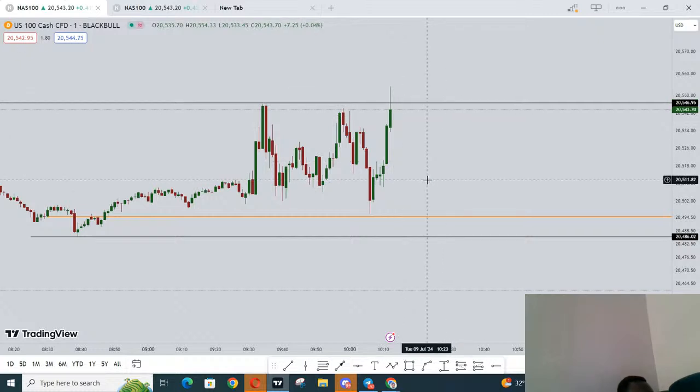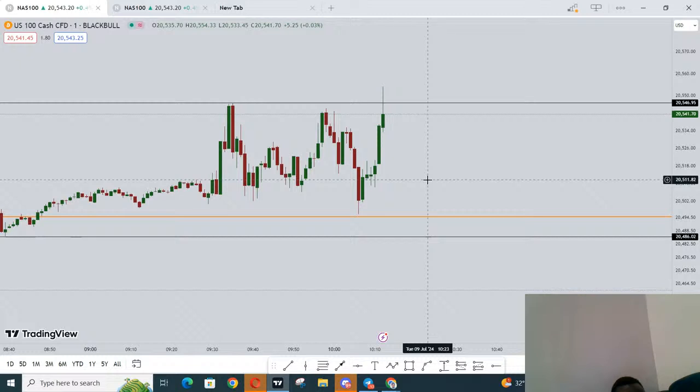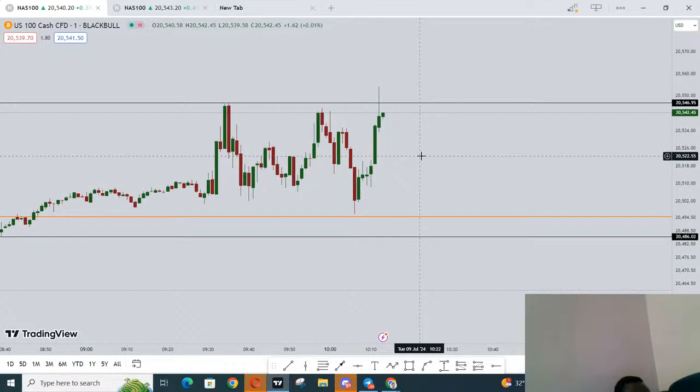So this is the actual thing I want to see: break of structure, return to fair value gap, and then take entry.